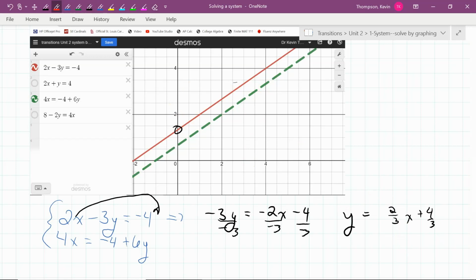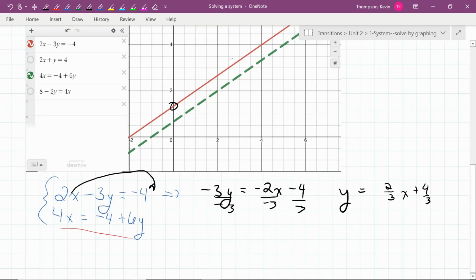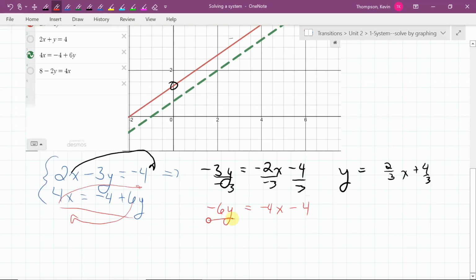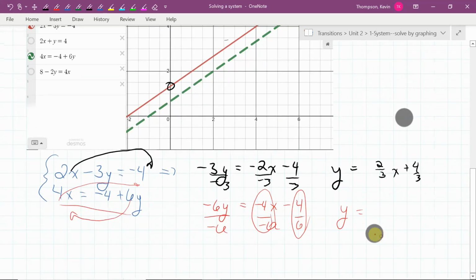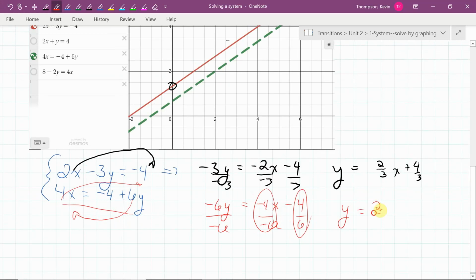So next one here, rearranging this. We could maybe move the 6y back, move the 4x, do some division. You should be doing this on your paper. Dividing by negative 6. And you'll notice right here that these reduce. So we finish this.